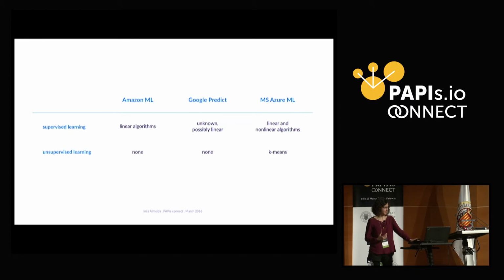And just a quick comparison, both Amazon and Google Predict use linear models, although Google doesn't mention it. There's a theory that they do use linear models, and Azure offers you a lot more models, including random forests.